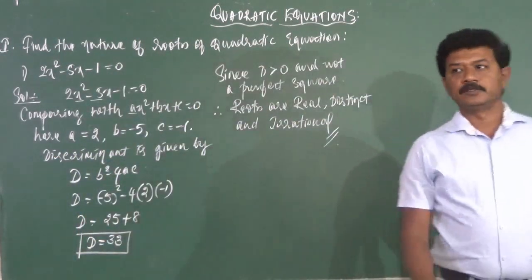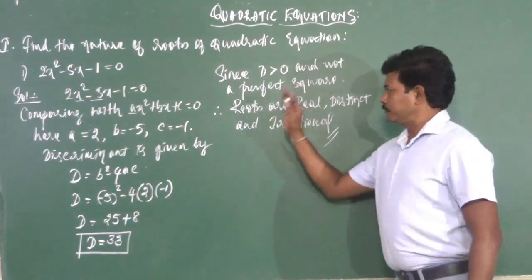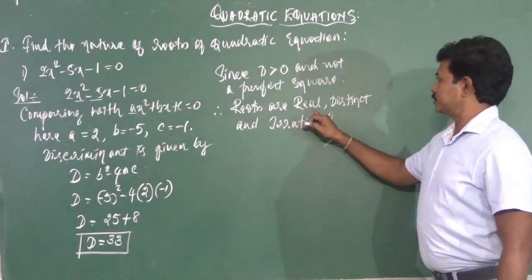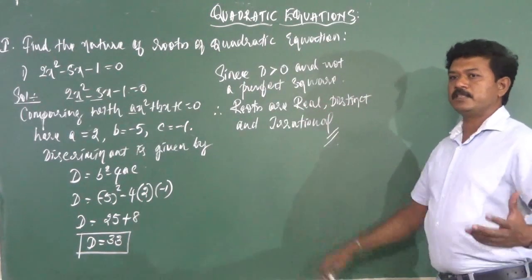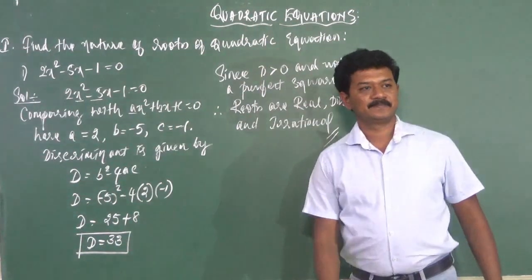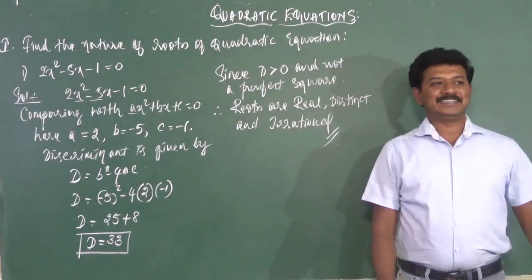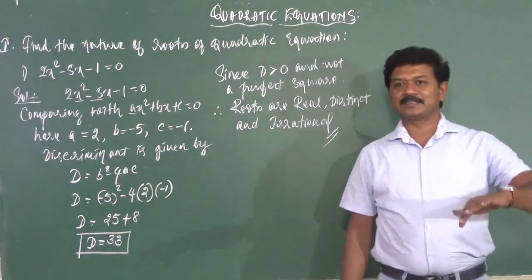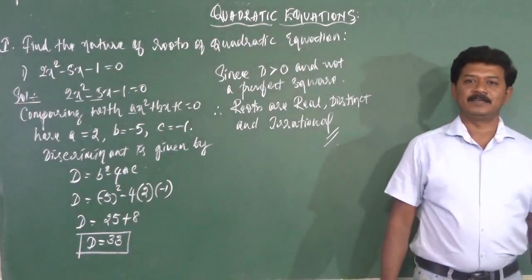This question can be asked in the reverse order also. If a particular quadratic equation has roots which are real, distinct and irrational, then what may be the value of the discriminant? The value of the discriminant may be not 33, but any value greater than 0 and not a perfect square.